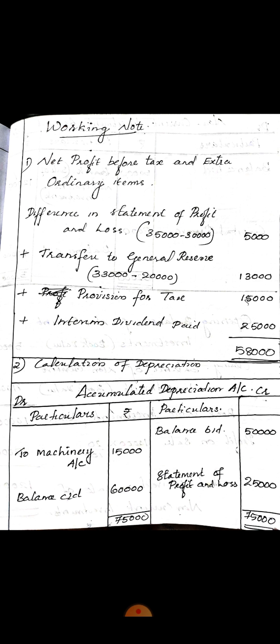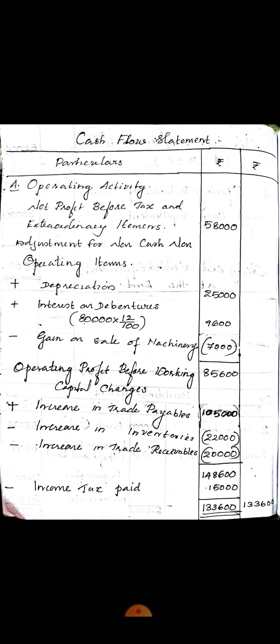Proposed dividend of previous year will not be taken into consideration while calculating net profit before tax and extraordinary items, because it is not approved by the shareholders. So, net profit before tax and extraordinary items rupees 58,000. Next, adjustment for non-cash non-operating items.